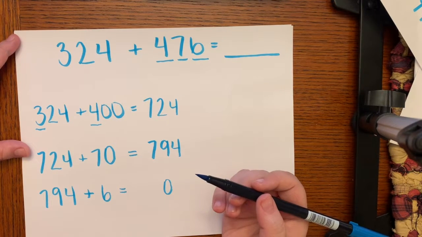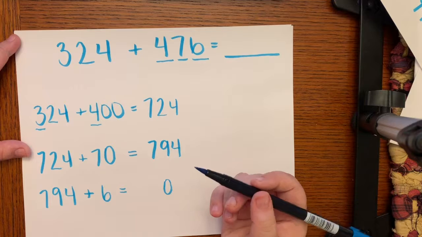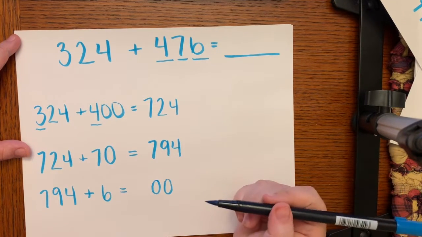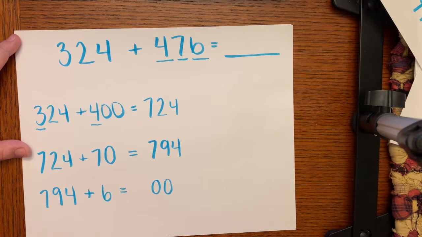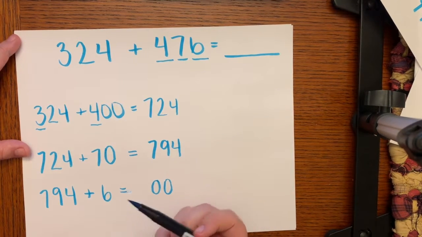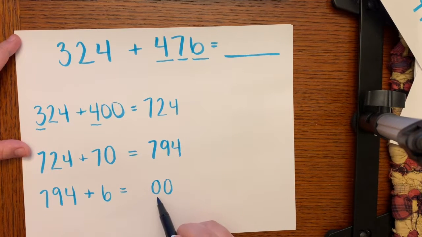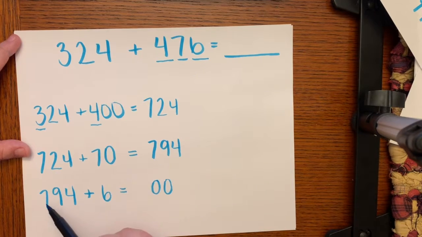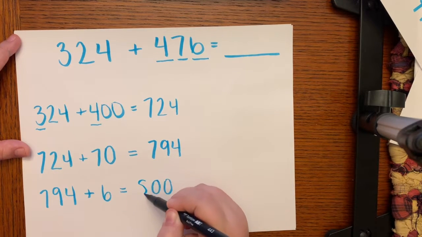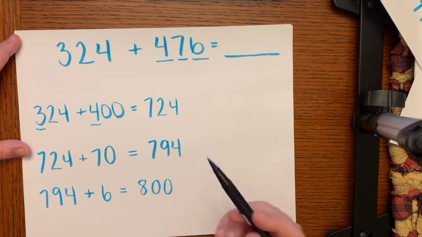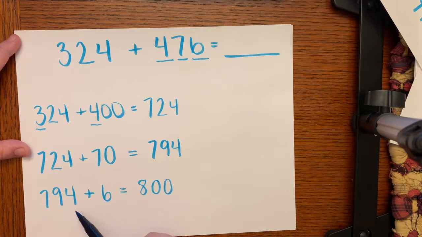But just as before, we can't have a 10 in the tens place either. So what we'll do is write a 0 in the tens place, and we'll carry that 1 over to the hundreds place, because by having 10 tens, we just made another 100. So we have 10 tens, here's our 0, now we need to add the 1 over to the 7. 8.